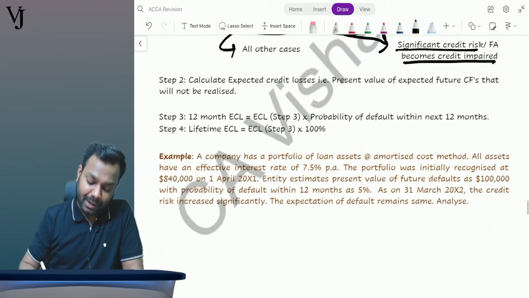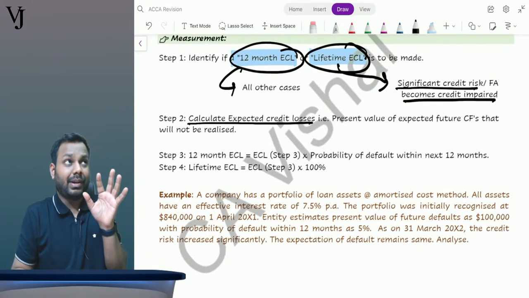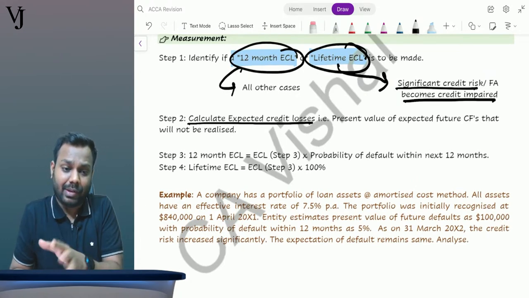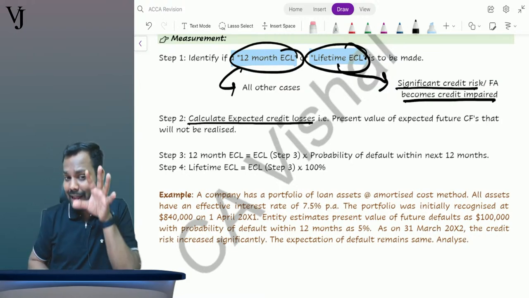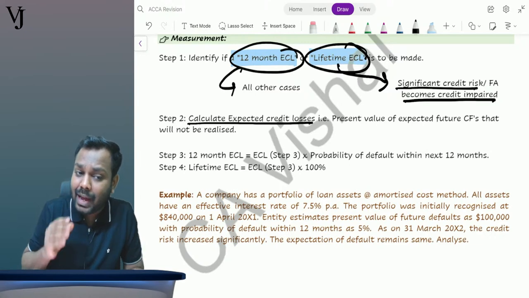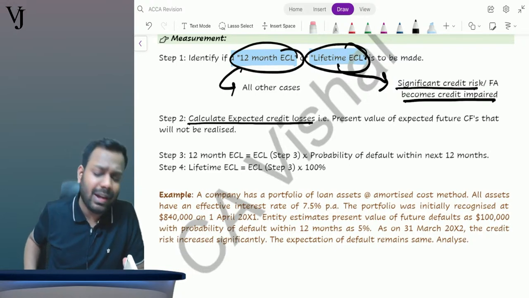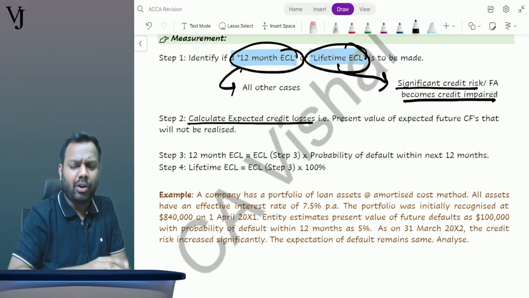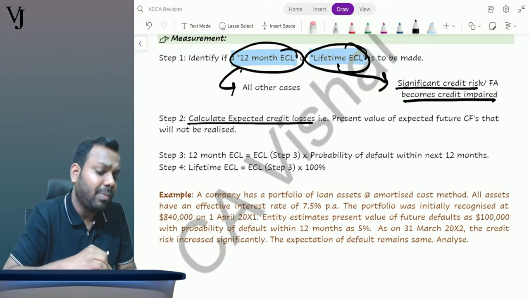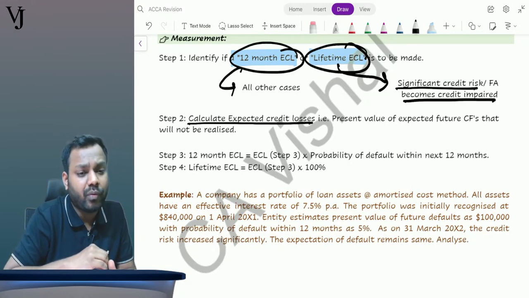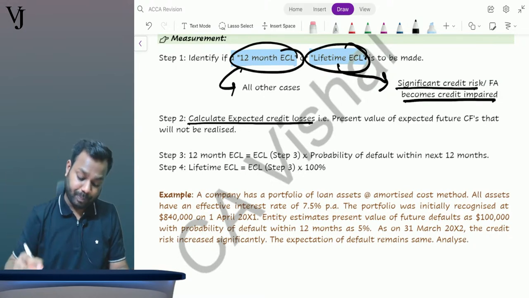Now, I will calculate the expected credit losses. This is the first thing I have to understand: I have to measure either a 12-month ECL or a lifetime ECL. What is the meaning of this? Lifetime ECL means I am actually expecting that some of the money will not be received. 12-month ECL means, though I cannot see that any of the money will not be received, still, as part of the company's policy, I am making a provision for bad and doubtful debts. I am just making a provision for it in the worst case scenario, if it is not received.